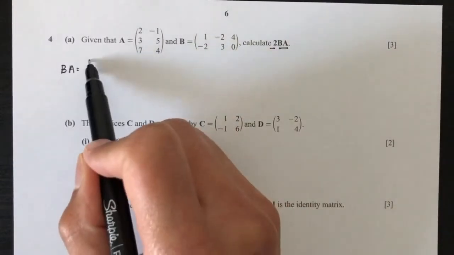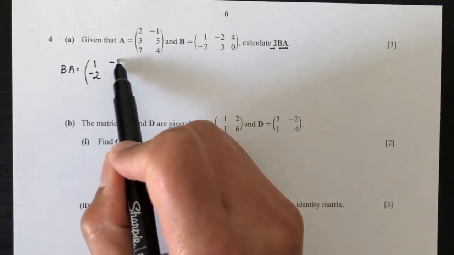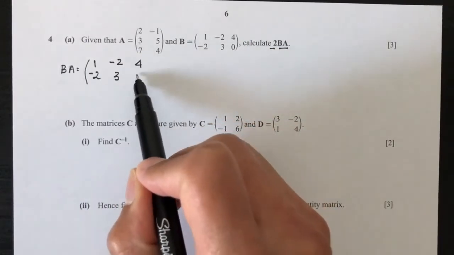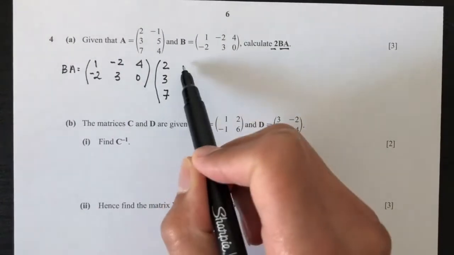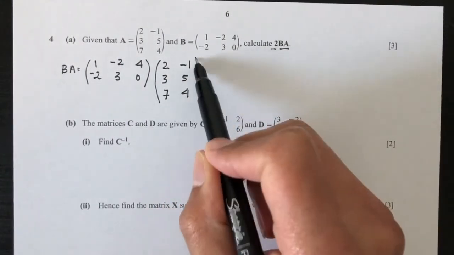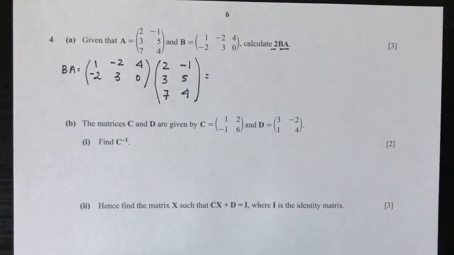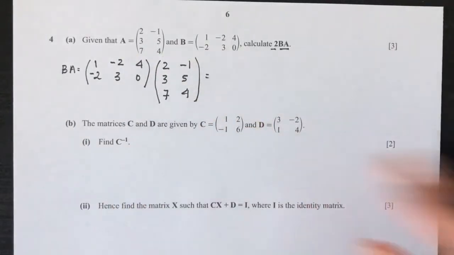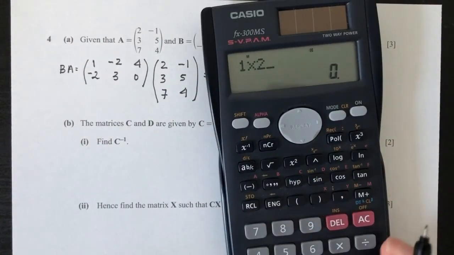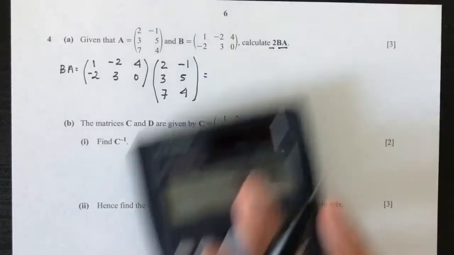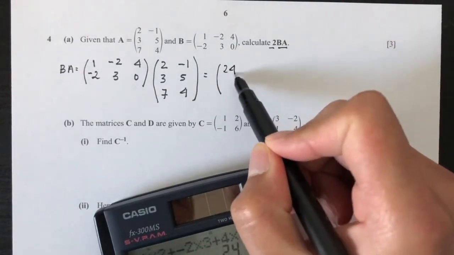B is 1, minus 2, minus 2, 3, and 4, 0. And A is given by 2, 3, 7, minus 1, 5, and 4. So to find BA, we have to use our product rule for matrices. That will just be rows by column. So for the first one it is 1 times 2 plus minus 2 times 3 plus 4 times 7. That should be 24 for your first value.